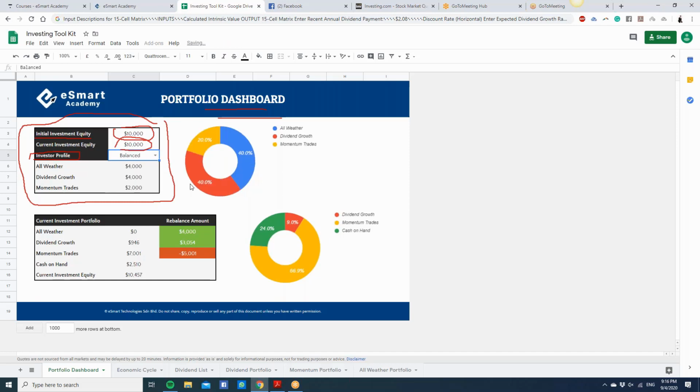And of course, if you're balanced, then 40% of the capital goes to all-weather portfolio, 40% goes to dividend, okay, and the remaining 20% of the capital goes into momentum trades.